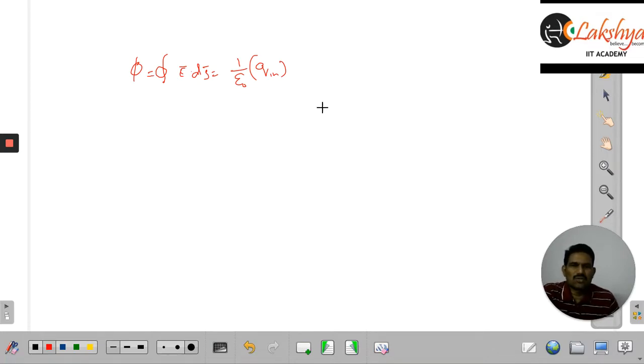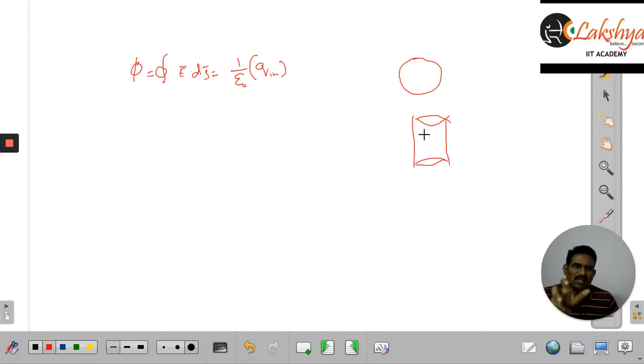In general, for regular objects we consider either a spherical Gaussian surface or a cylindrical Gaussian surface. If a point charge or a spherical charge distribution is given, then we consider the Gaussian surface in the form of a sphere. If a line of charge or a plane of charge is given, then we consider a cylindrical Gaussian surface. With a spherical surface, only one surface will be there, so we can calculate the flux passing through such a surface.